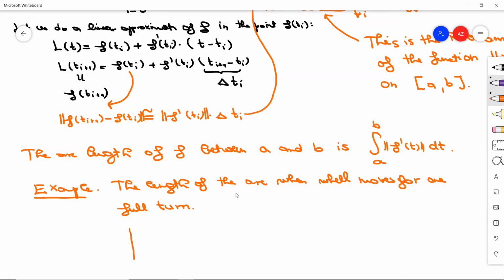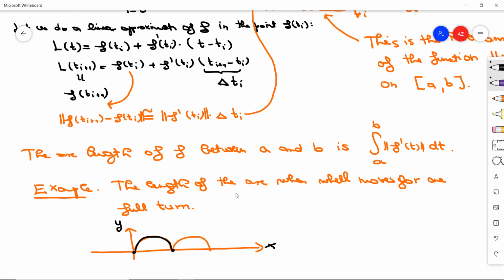This means that we are interested in exactly the length of this part, one of these loops. Because we start with the valve at the bottom, and then it moves, and when the wheel does one full turn, the valve again ends here at the bottom, at y equal to 0.